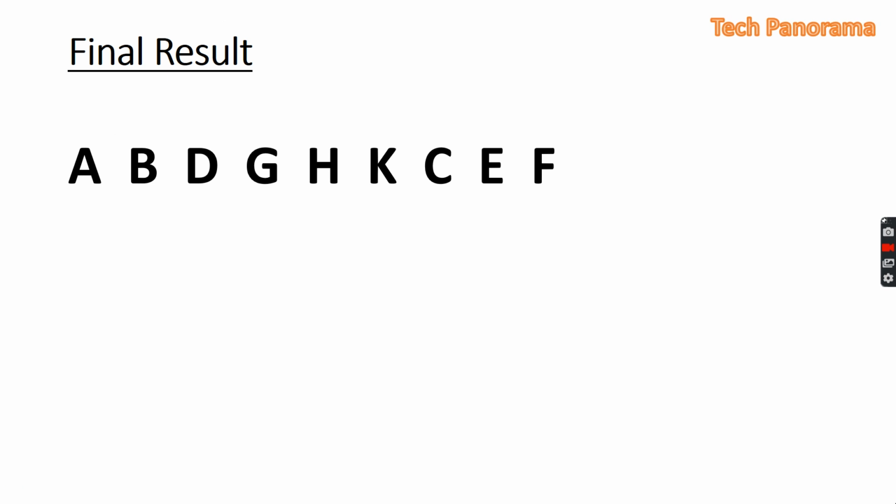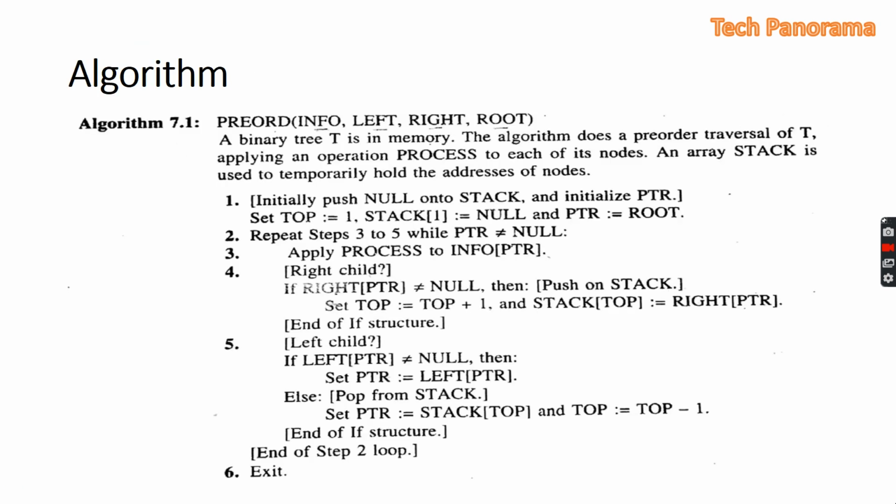Right, so it's a simple way to process the tree. Now we are designing the algorithm according to this procedure. So first we are taking the algorithm term and the name of the algorithm, pre-order, and the list of the parameters. Here we are taking the parameter list as, first, tree. Tree uses the linked list representation. It needs three parts: info, left and right, and one is the root from which we will start the traversing.